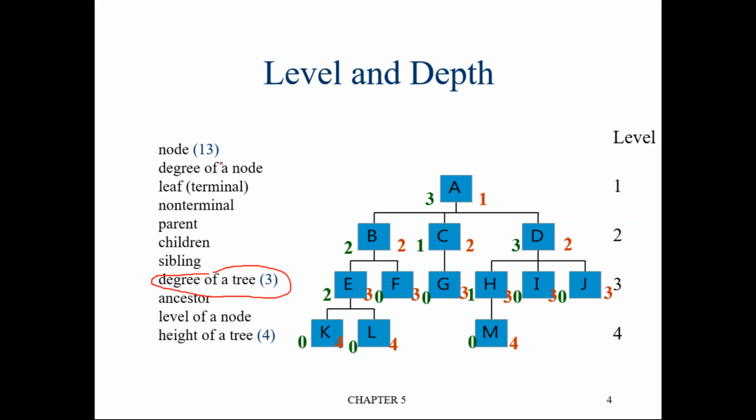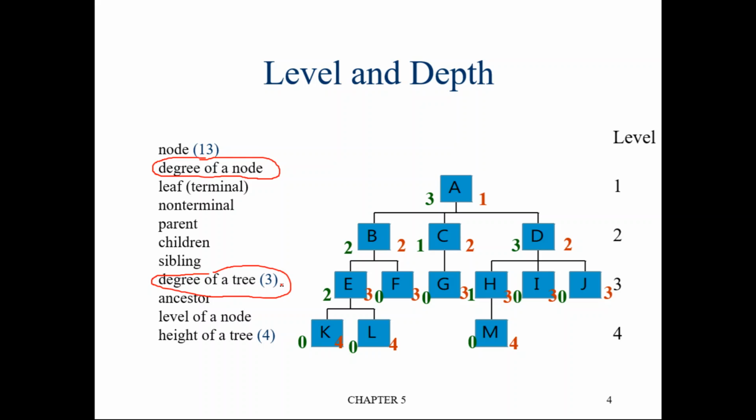Previously we discussed degree of a node. The degree of a node is nothing but the number of subtrees a particular node has. That is called the degree of a node. So we calculated the degree of each and every node. A's degree is 3, B's is 2, C's is 1, and so on and so forth.